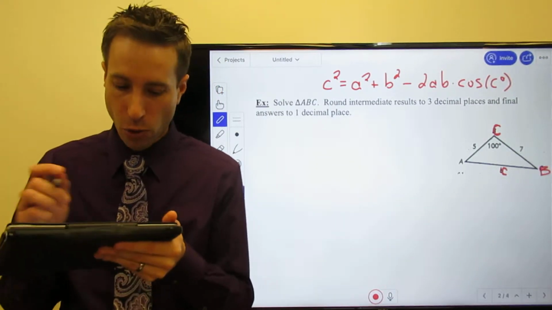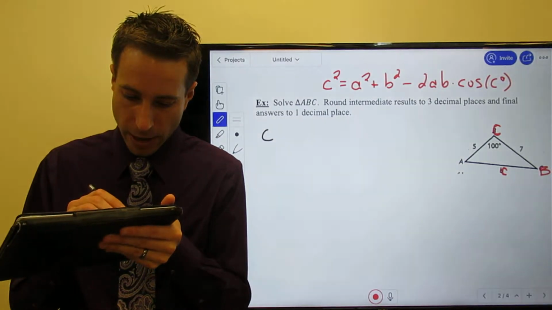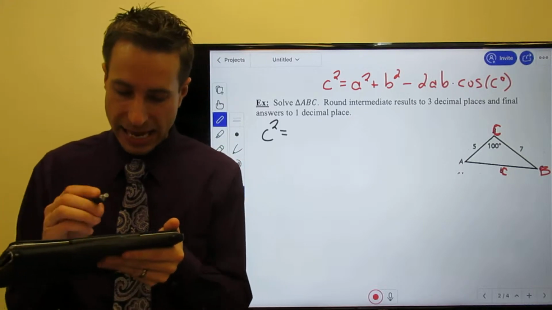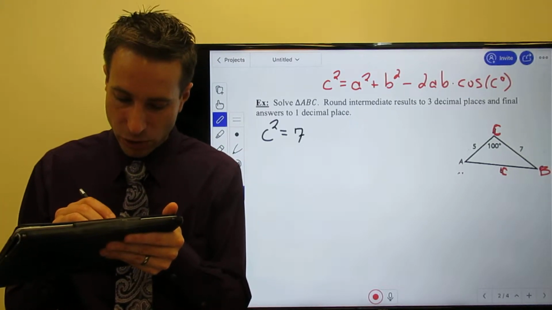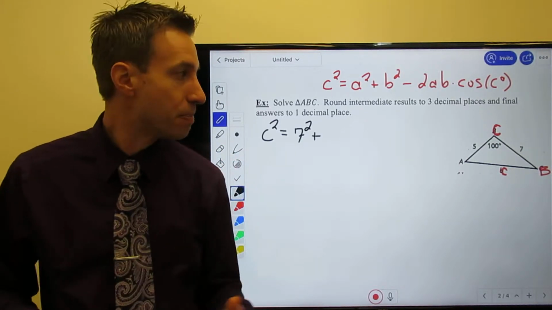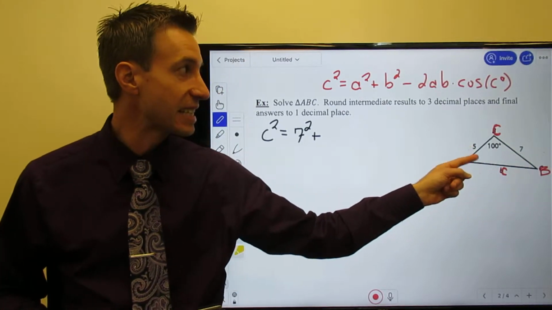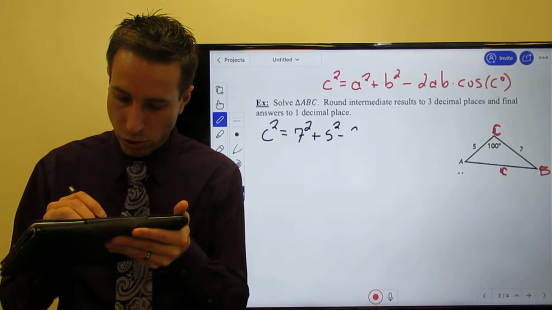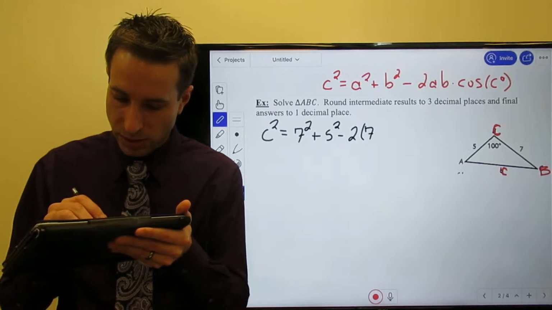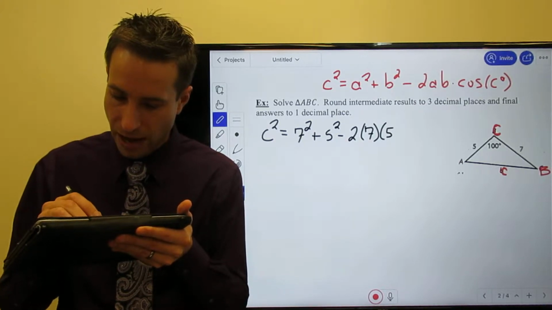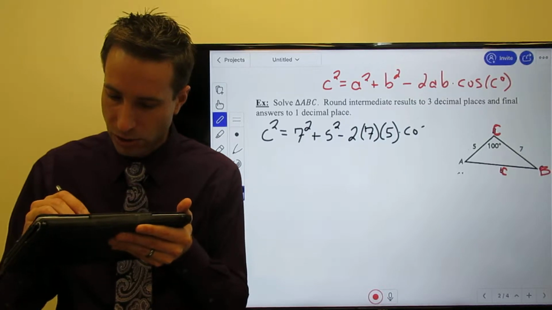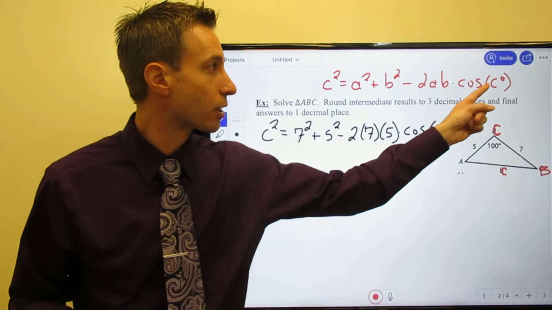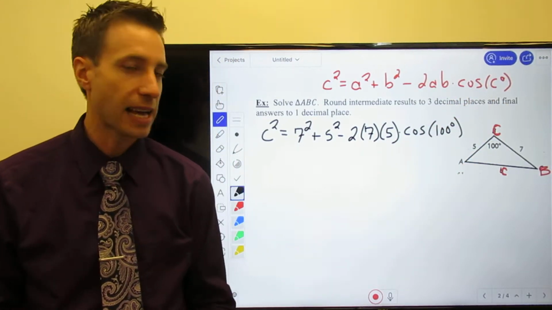I'm trying to solve for C. So C squared is equal to, what is A? Here's angle A, that means A is 7. So it'll be 7 squared plus B squared. There's angle B, that makes this side B. So 5 squared minus 2 times A, which was 7, B, which was 5, multiplied by the cosine of 100 degrees, because I'm taking the cosine of angle C, and there is angle C.